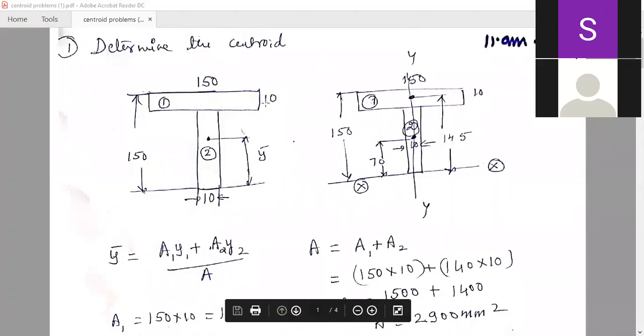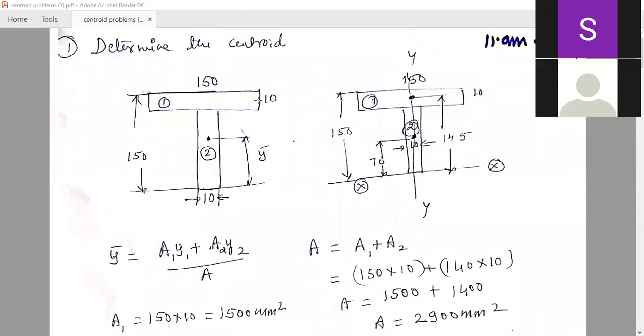This is in the form of a T. Okay. Determine the centroid of this T-shaped section. This T consists of an upper portion, which we call the flange, and this portion, which we call the web. Okay. Those are the technical terms in case of structures.